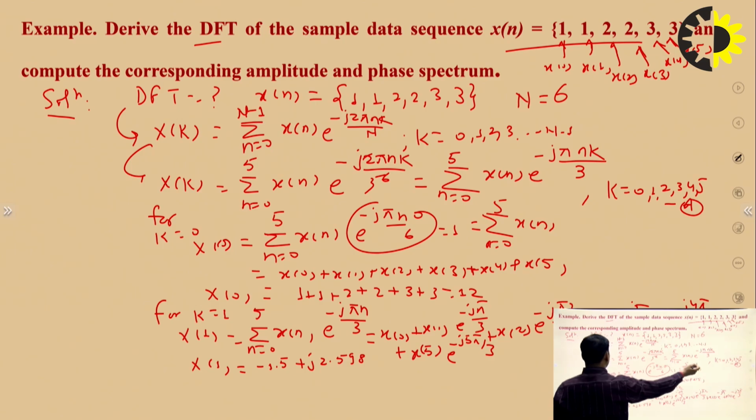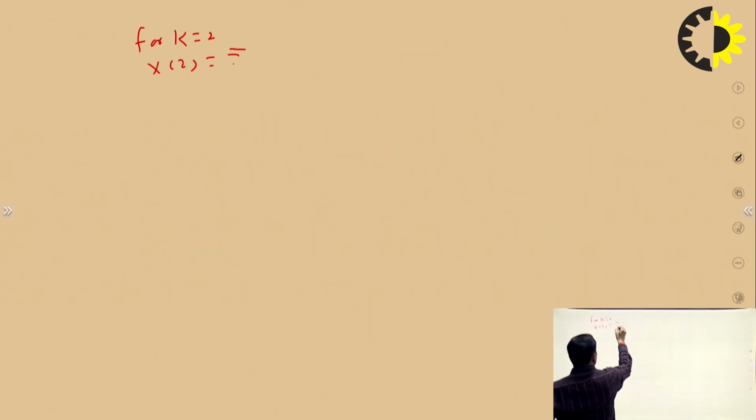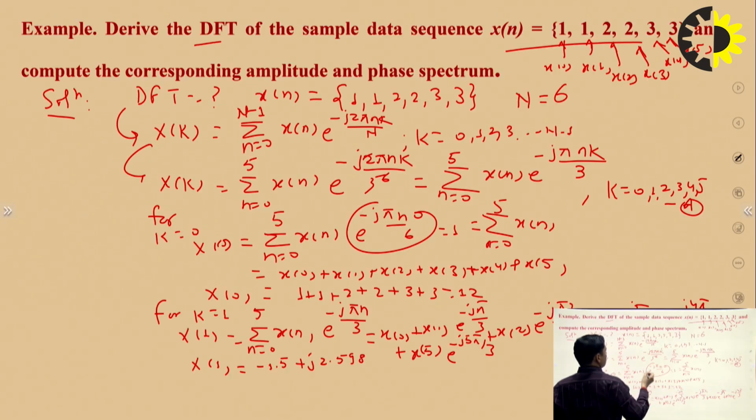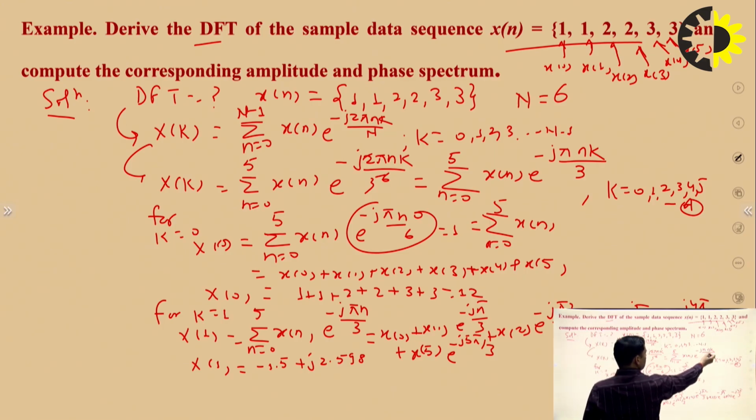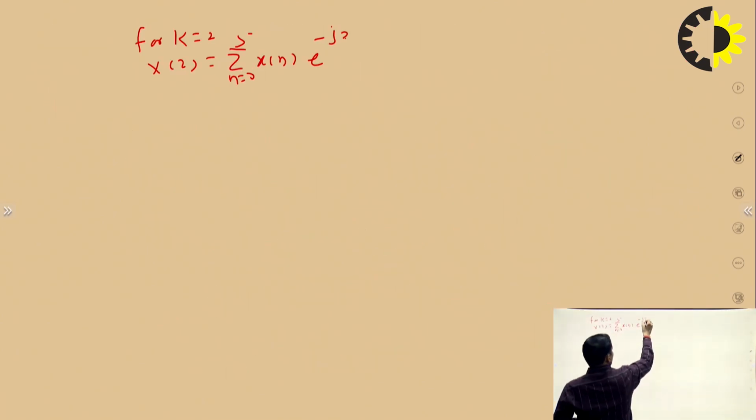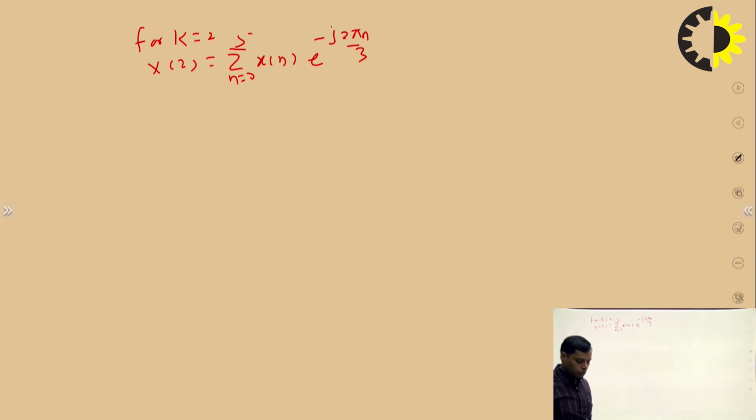Now we will calculate for k equals 2, so X of 2. Put the value in equation number A. So summation of n equals 0 to 5 xn e raised to power minus j pi n k by 3. So k value is 2, so this will become e raised to power minus j 2 pi n by 3.